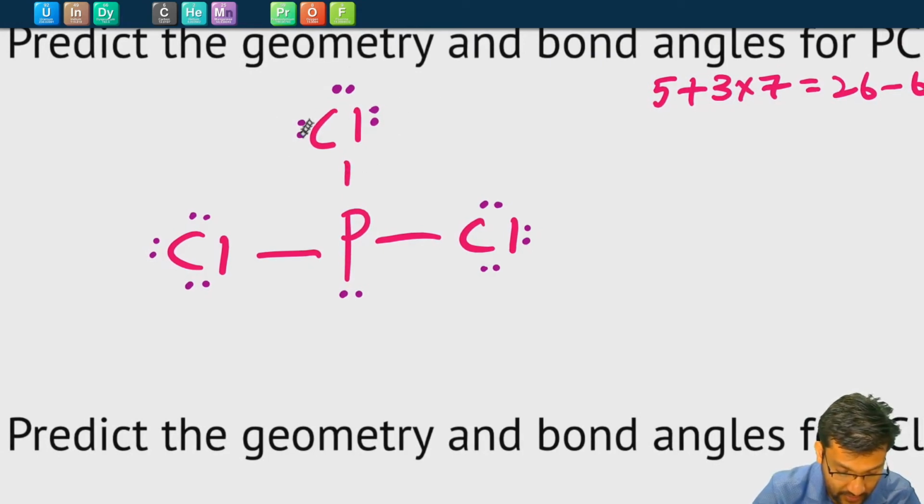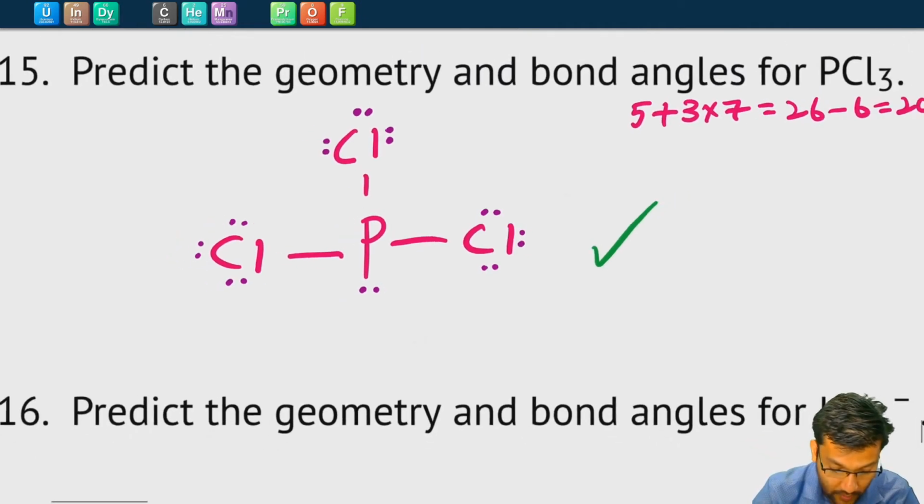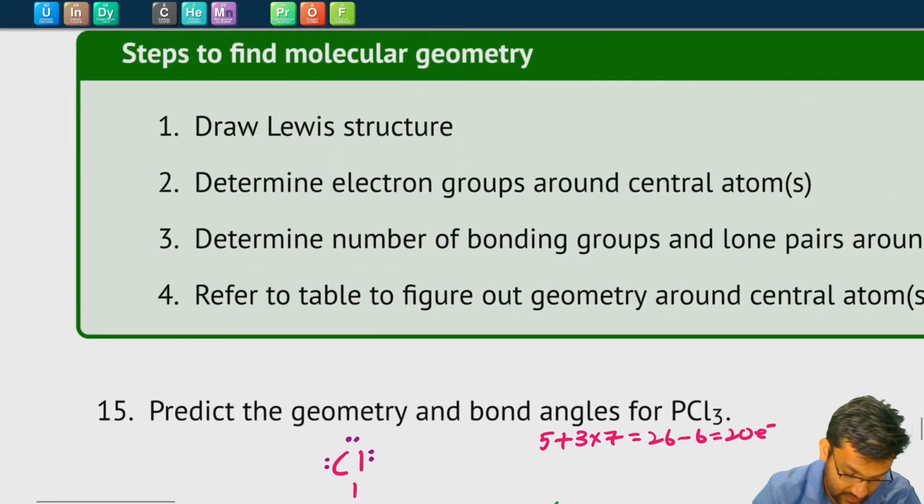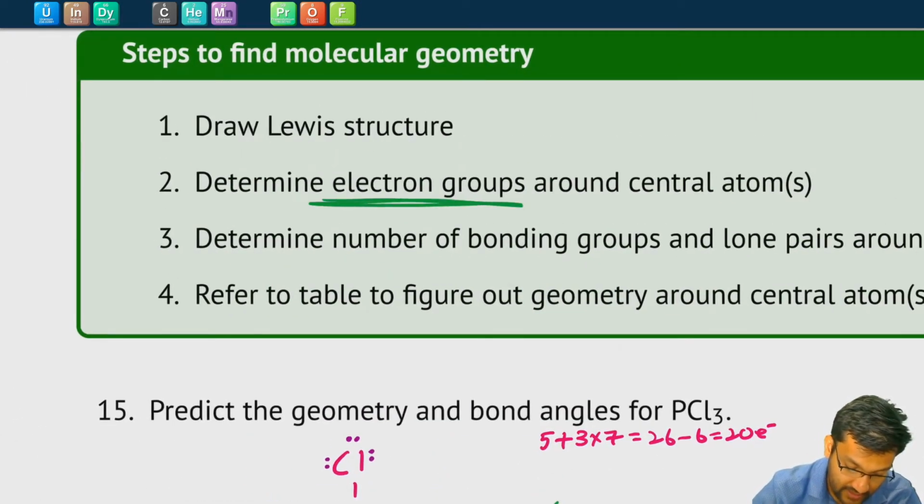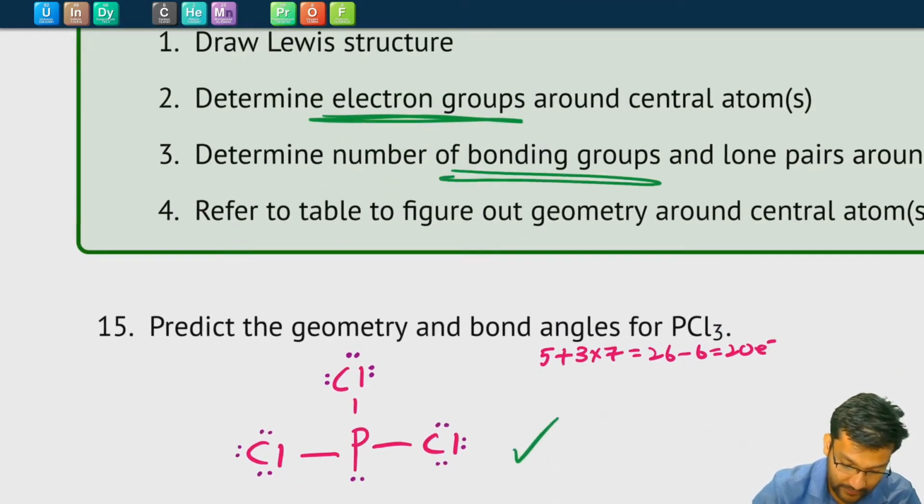All right, let's make sure our octet rules are satisfied. Chlorine here has 1, 2, 3, 4, 5, 6, 7, 8 electrons, so that's okay, right? The bond is 2 electrons. This chlorine has 8 electrons, this chlorine has 8 electrons, and the phosphorus has 8 electrons. Everybody's happy.